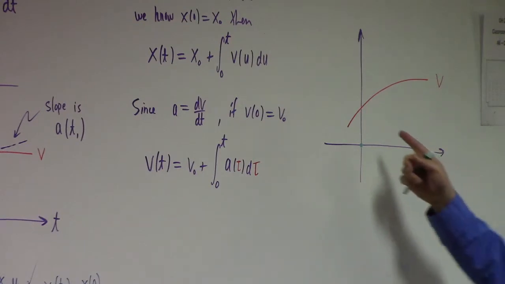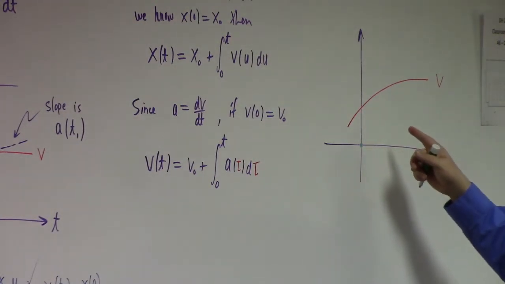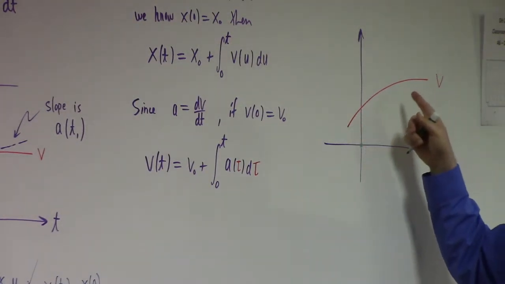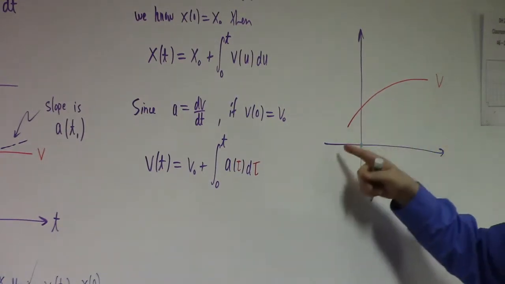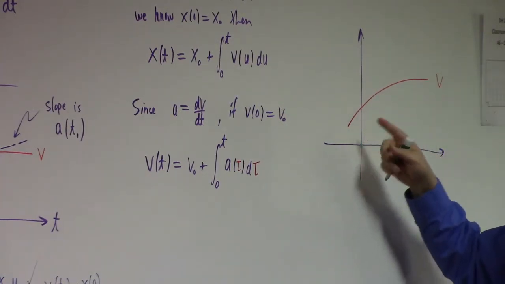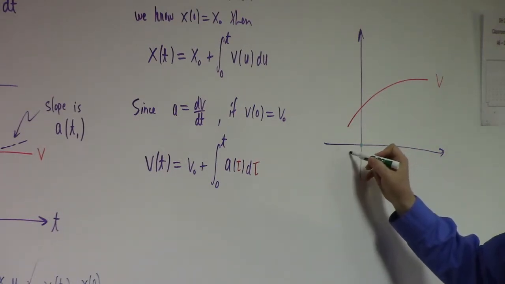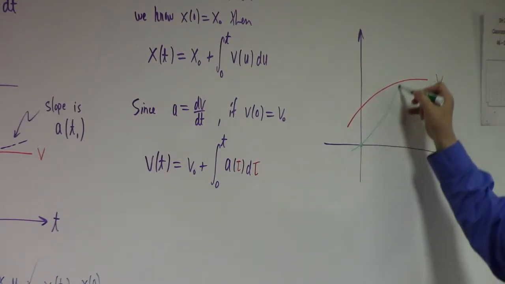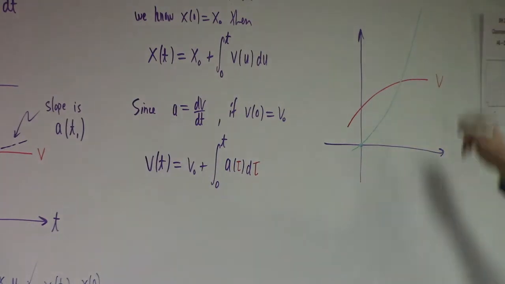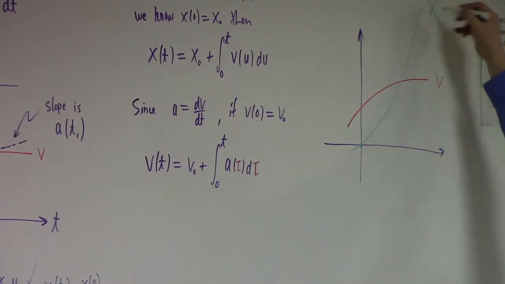Well, the velocity is a parabola. Maybe. The velocity is positive, right? So the position function's increasing. Definitely the position function's increasing, and it's increasing at a faster and faster rate. So maybe something concave. Roughly speaking, that could be x.